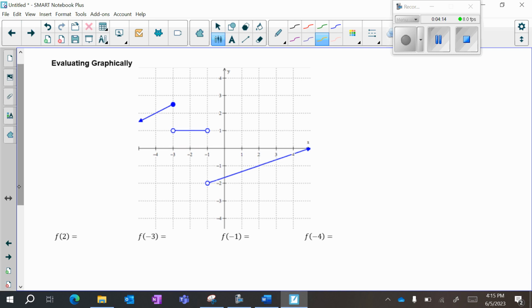Here is an example of evaluating graphically. These are easier. Inside the parentheses is still my input. So this is x equals 2. So at x equals 2, where is my graph defined? Right here, -1. x equals -3. So notice here at -3, there are two pieces. But remember that a closed circle is equal to or included or defined. Open circle is does not equal. So I'm always going to choose the closed circle when evaluating.